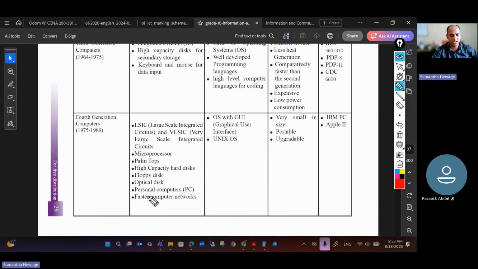And one other thing, personal computers, optical disks, and floppy disks became handy in this generation, and OS with GUI was introduced in the fourth generation. But the birth of the OS is in which generation? Can you remember? Birth of the OS?